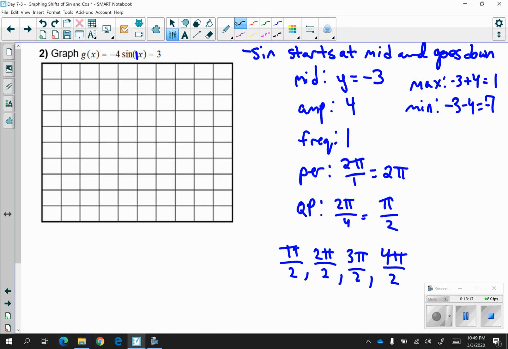So in your head, you should be playing around with it of where do you have to put all these labels to make sure you include your max of 1 and your minimum of -7. If your graph goes down to -8, you can kind of work backwards to figure out where all your values are going to be. So in this case, we are going to draw our x-axis way up here. And then you can continue labeling your quarter points of pi over 2 and so on.